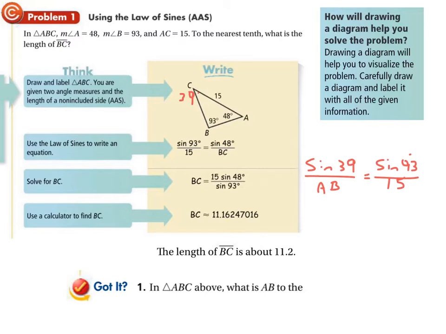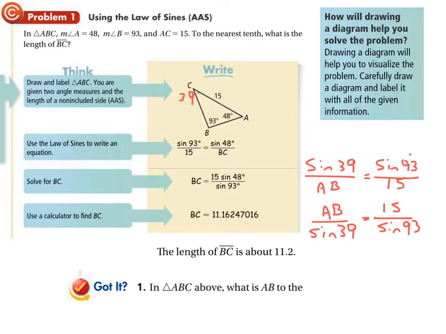Now, I want to isolate AB. That's the variable, the missing value that we're looking for. Watch what I'm going to do first. I'm going to take the reciprocal of both of these. I just flipped them both over because the reciprocals of two equal ratios are also equal. So I put the sine of 39 on the bottom, AB on top, sine of 93 on the bottom, 15 on top. I just flipped them over.